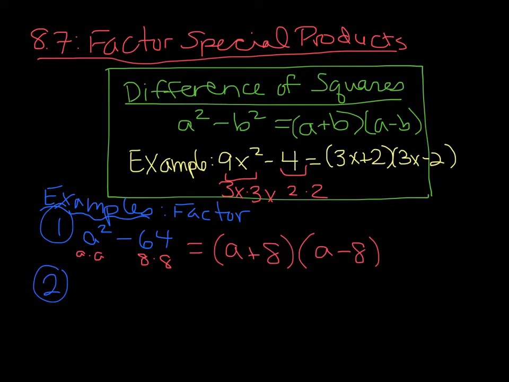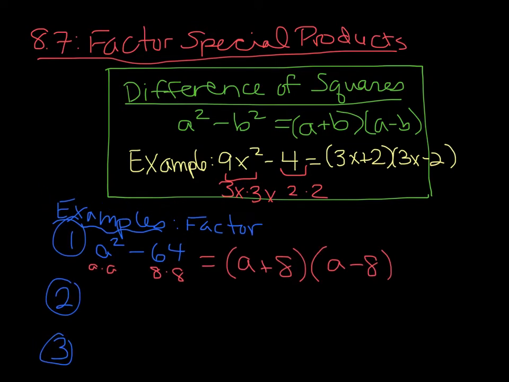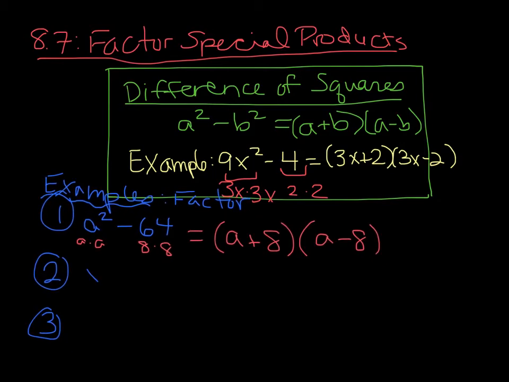So I'm going to give you two more. The first one is a little easier. It's x squared minus 81. The second one's a little harder. It is 36m squared minus 25. Go ahead and try them both. You can pause if you want to.